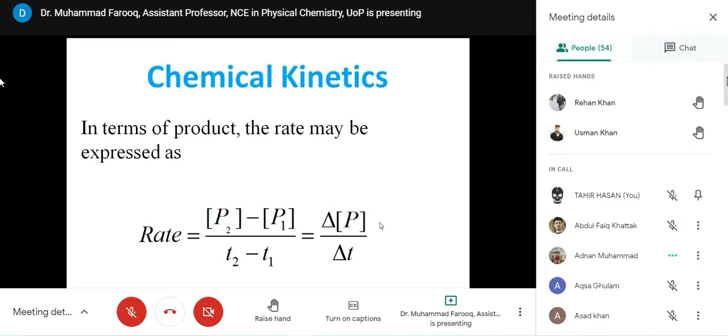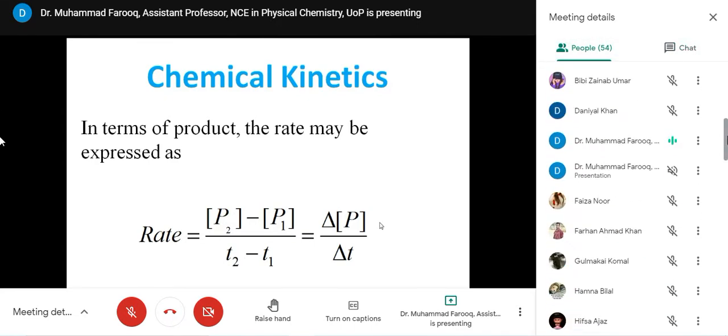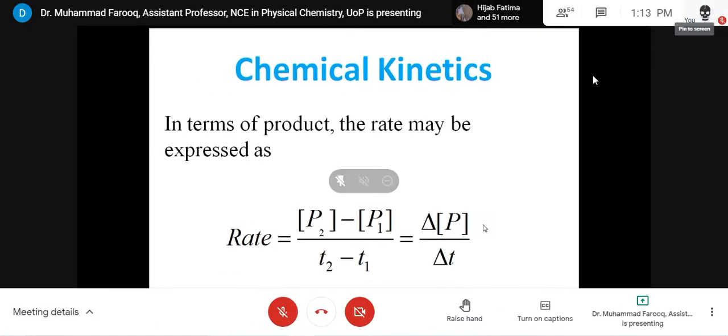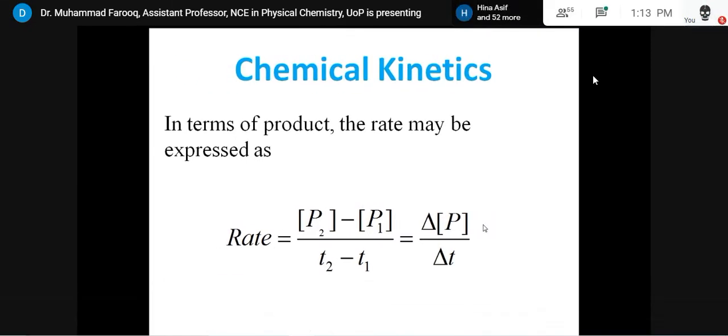Absolutely clear, sir. So yes sir, P2 minus P1 is the change in the concentration. So the change in the concentration per unit time, we call it per unit time. So this is the rate of the reaction.